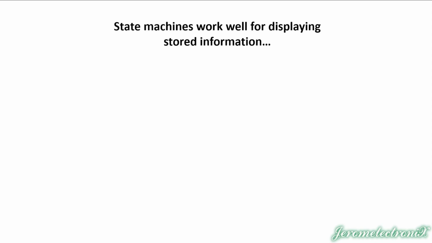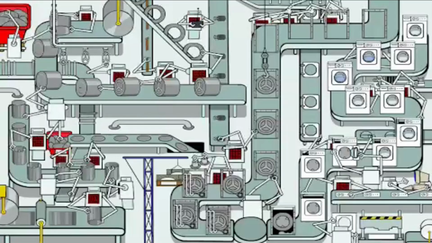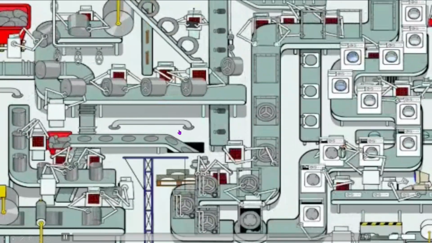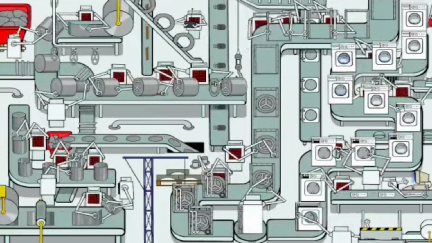So state machines work well for displaying stored information. They work well for analyzing input information. We've discovered sequences of numbers. You can discover coin combinations. You can discover all kinds of things on one end and tell it what to do and give it outputs. These are controllers. We've done some simple ones. And so that is the end of all of the state machine videos.